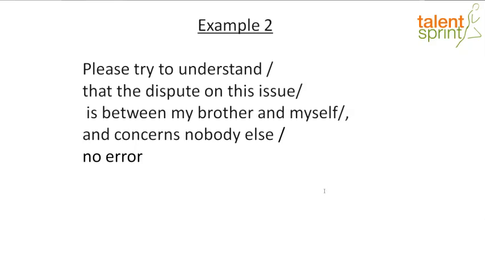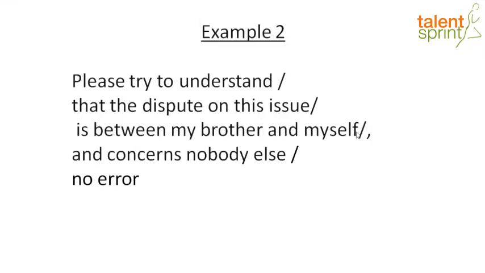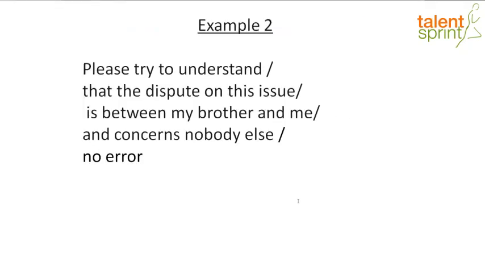So in this context, the error is in part 3. You say my brother and me. You don't say so-and-so and myself, which is again incorrect. So let's go ahead and make that change. My brother and me. So the error is in part 3. Please try to understand that the dispute on this issue is between my brother and me and concerns nobody else. Let's look at one more example to understand this.